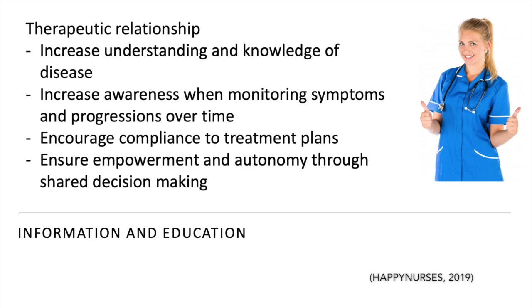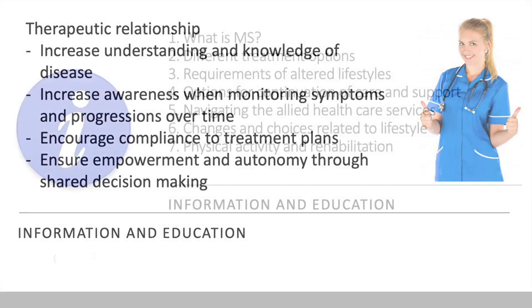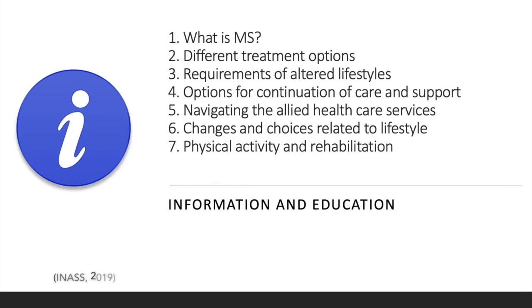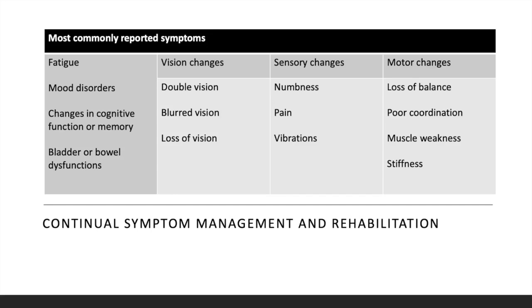This bond is influential in increasing understanding and knowledge of the disease, awareness when monitoring symptoms and progressions over time, encouraging compliance to treatment plans, and ensuring empowerment and autonomy through shared decision-making. Information should be holistic in nature, including what MS is, different treatment options, requirements of changes or choices related to altered lifestyles, options for continuation of care and support, navigating the allied healthcare services, physical activity, annual symptom management and rehabilitation.